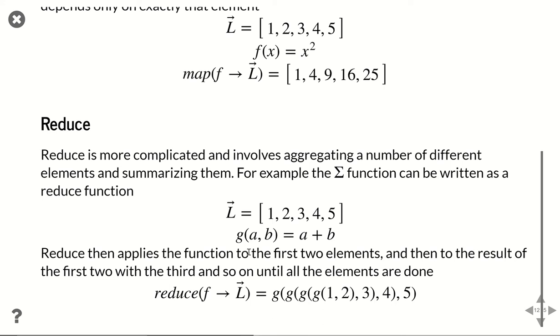And similarly, you could get the average by having two reduce functions, or a reduce function in two parts. The first one would add the values together and the second would add the counts together. Your reduce function then runs on all the data, so you have g of g of g of g of 1, 2, 3, 4, 5, and it adds all of those together.